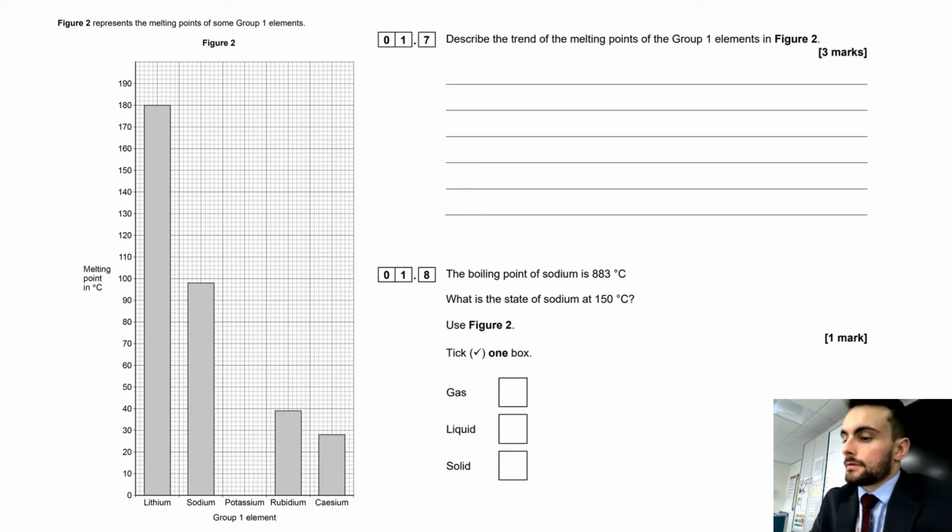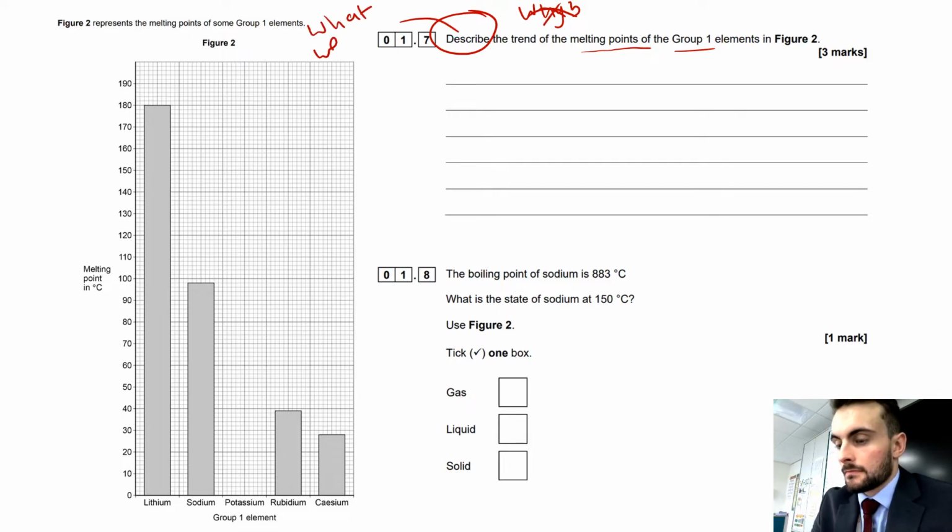Describe the trend for the melting points of the group 1 elements in figure 2. So first off, we're describing, so therefore we don't actually need to say why, right? We're just saying what we see. So that's describing. We're not explaining for this, so you don't need to go in as much detail.